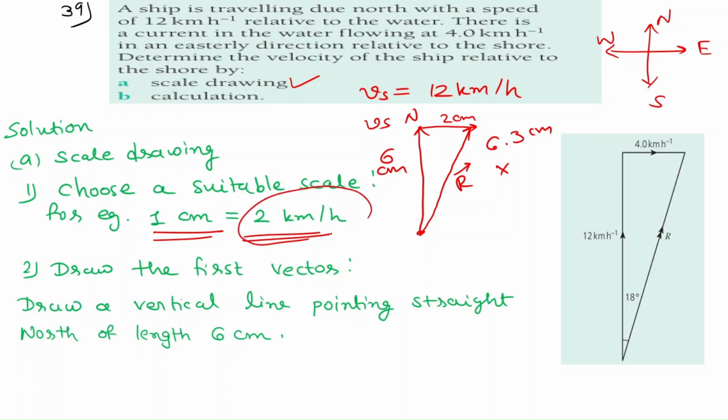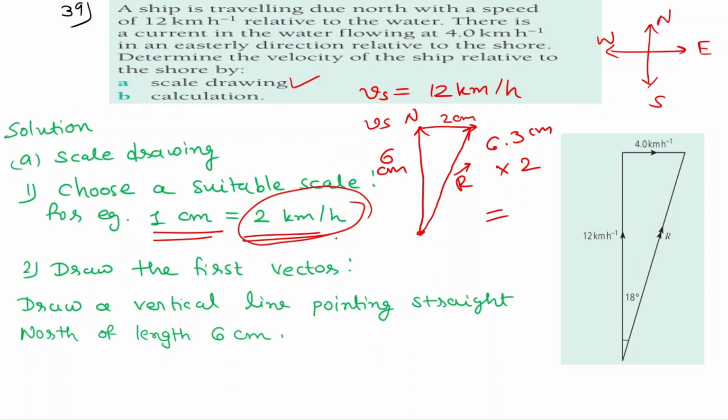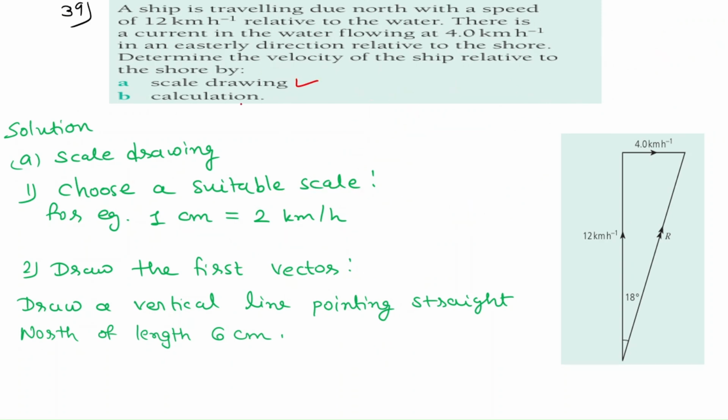So we have to multiply it by 2, and you get the answer of about 12.6 kilometers per hour. This is a method known as scale drawing. First, you have to choose a suitable scale depending on the question. Second, draw the first vector, the ship vector. Then we draw the current of the water vector from the tip of the first vector, and then we join the tail of the first vector and the tip of the second vector, and we get the resultant vector.